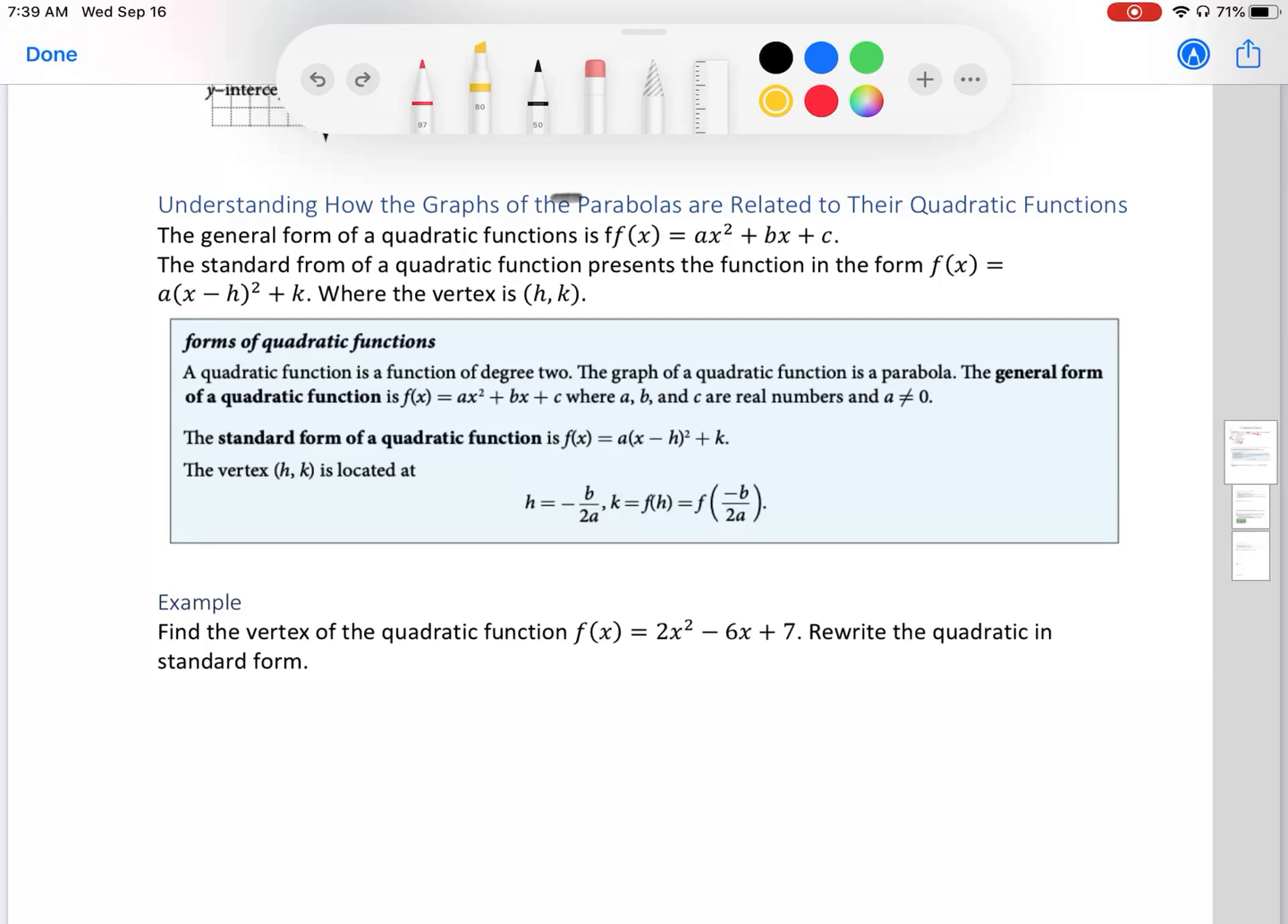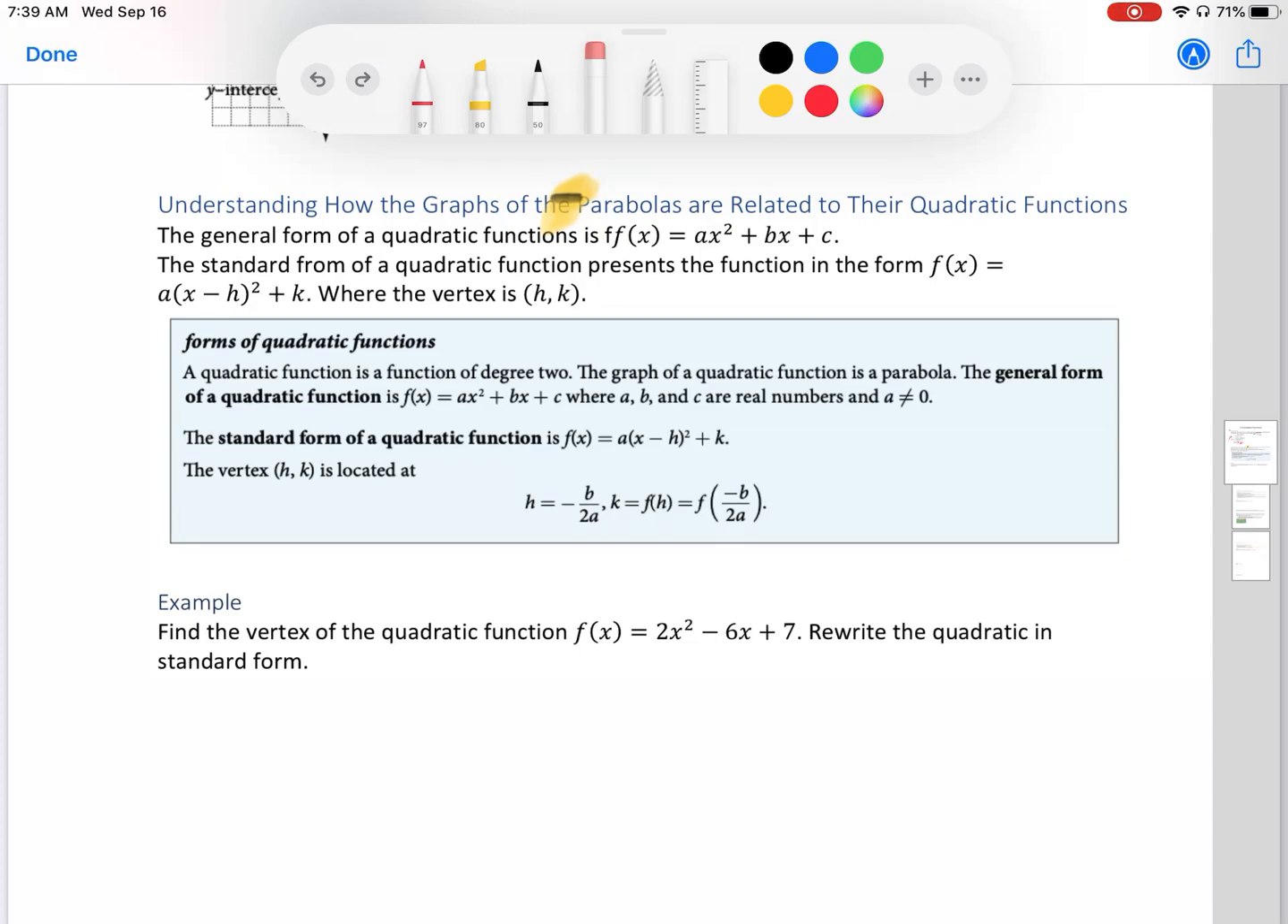Understanding how the graphs of the parabolas are related to their quadratic functions. The general form of the quadratic function is f of x equals ax squared plus bx plus c. The standard form of the quadratic function presents the function in the form f of x equals a times x minus h squared plus k, where h comma k is our vertex. And we have that same thing written below.